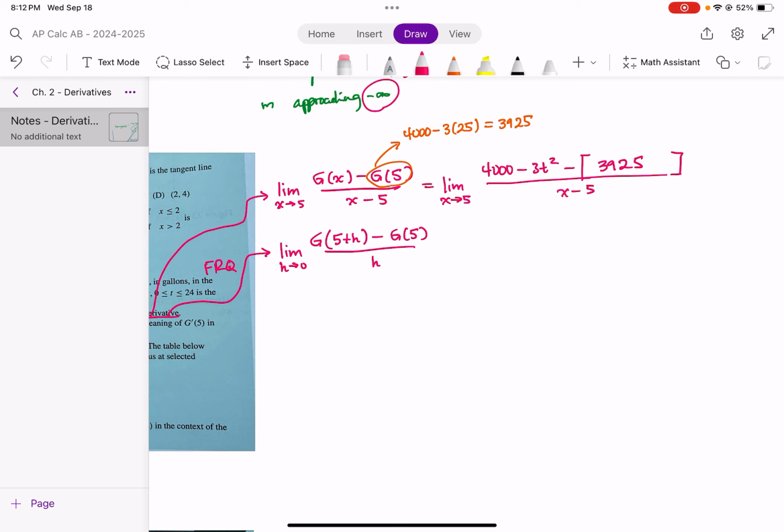x minus 5. Oh, and you know what? G of x, this t should actually be an x here. So it should be 3x squared, right? Because I'm plugging in x. Okay, so we're going to couch that limit and just keep going with this first one. So the limit as x approaches 5. 4,000 minus 3,925, that's 75. So we end up with 75 minus 3x squared over x minus 5.